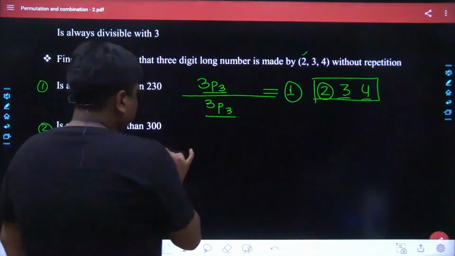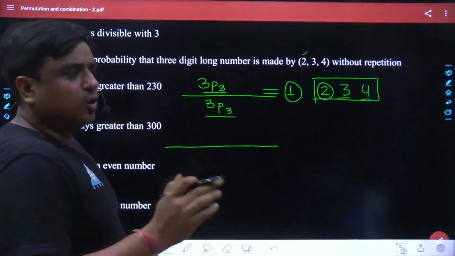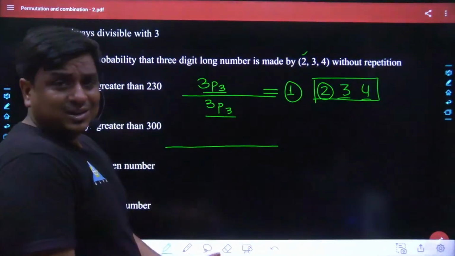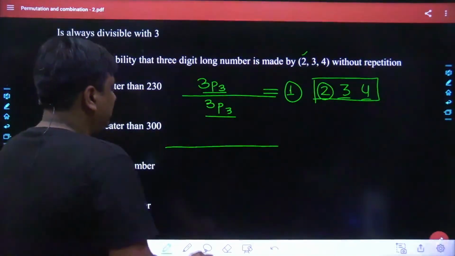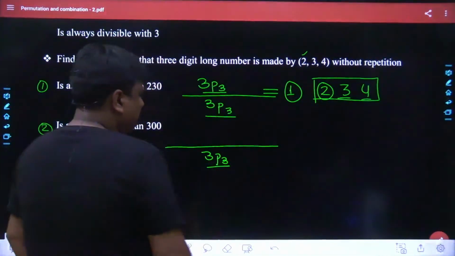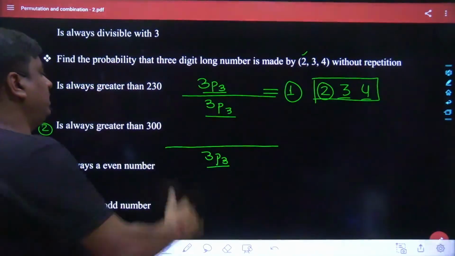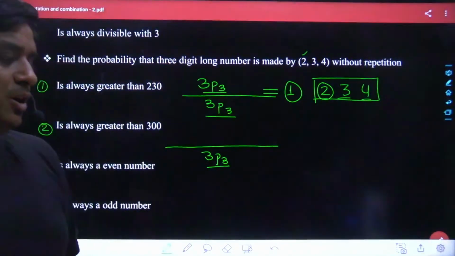Anyways, let me focus on the second question. Here also, as you are making a 3-digit long number, how many different ways could that 3-digit long number be made, or how many events are there in the sample space? That is 3P3. This many events you have over the sample space. And then here we will be talking about the number of favorable conditions.